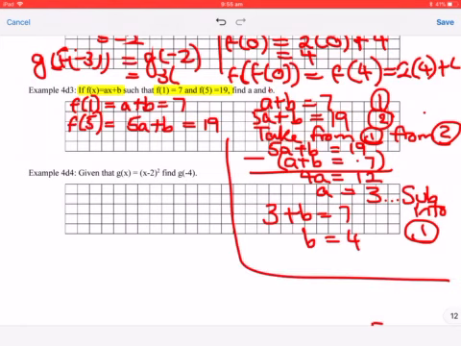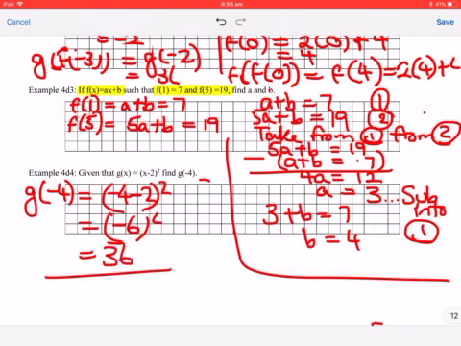Cool. Last one. Given that g of x equals x take 2 all squared, find g of negative 4. Don't expand. Alright? All you've got to do is put negative 4 where x is. g of negative 4 is just going to be negative 4 take 2 all squared, which is negative 6 all squared, which equals 36. Alright?